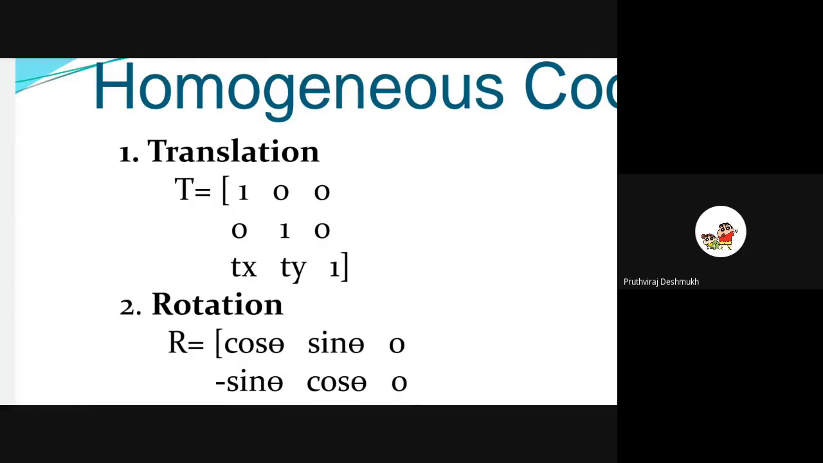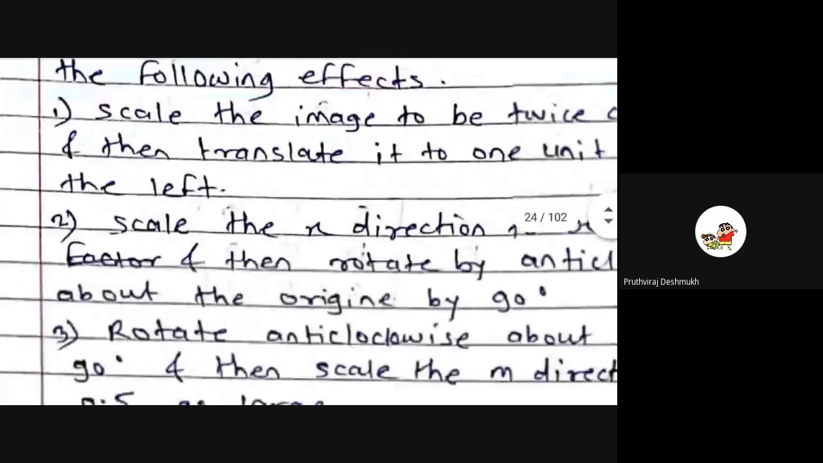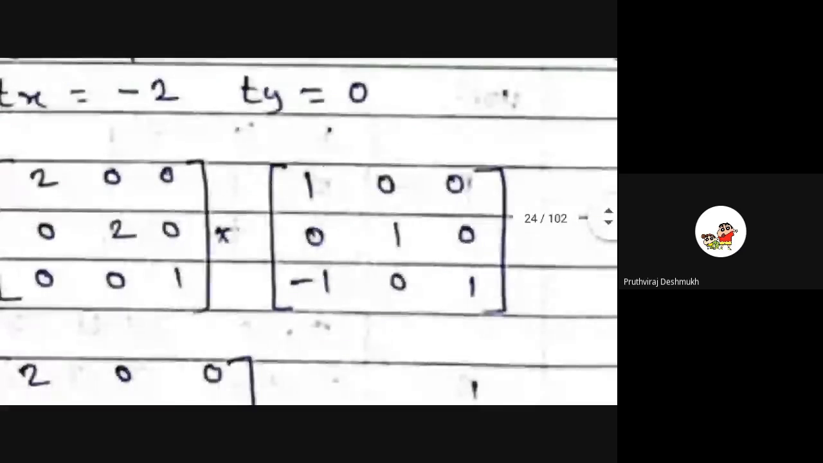Only put the values of tx and ty here. Now what is the value of tx? -1, because they have given in the problem 1 unit to the left. Due to that we have taken -1 here. So the matrix is created. Only multiplication is left. After multiplication, this value will come.